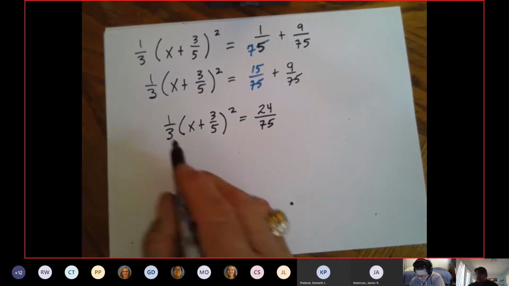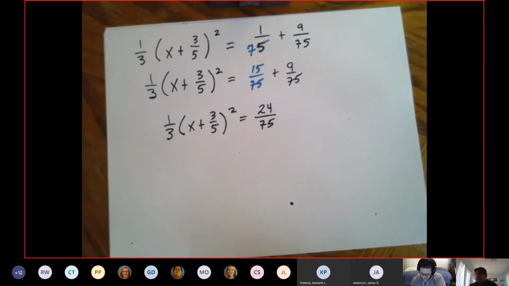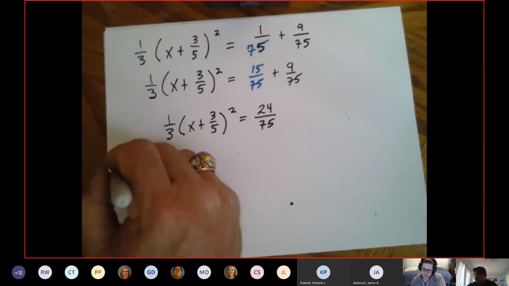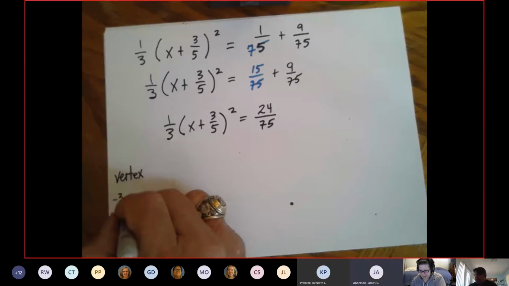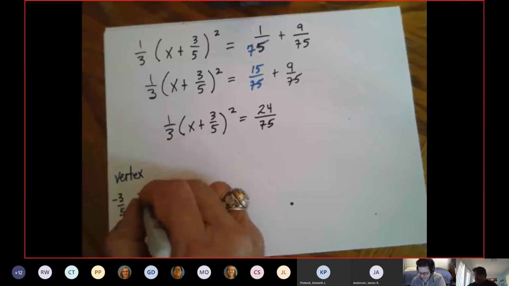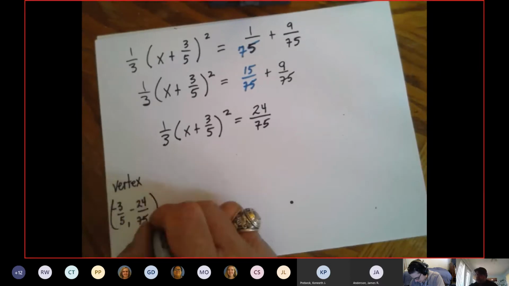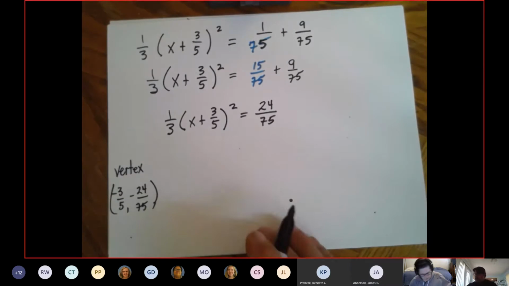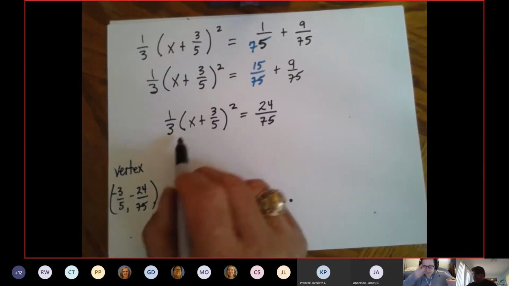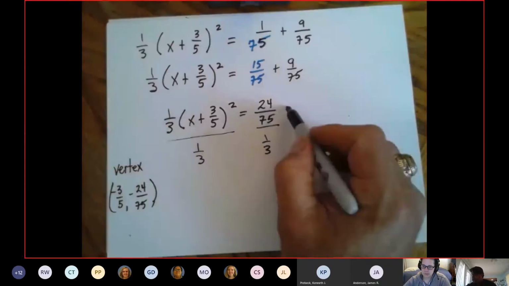Because I got to still deal with this 1/3 right now, and that 1/3's got to come over here, so something's going to cancel out anyway. So over here, I got my vertex of -3/5, comma, -24 over 75. And yes, you can reduce that down to 8/25 or whatever it comes out to be. Now I'm going to divide by 1/3. I'm going to solve for x now. Multiply by 3 over 1.